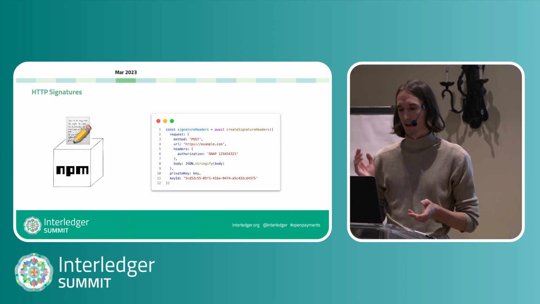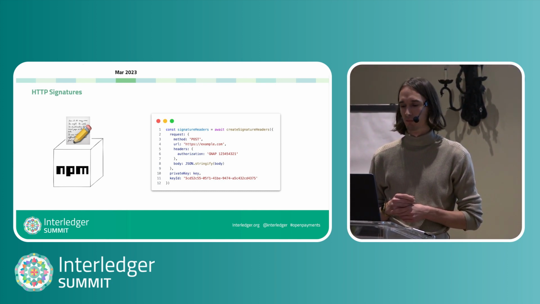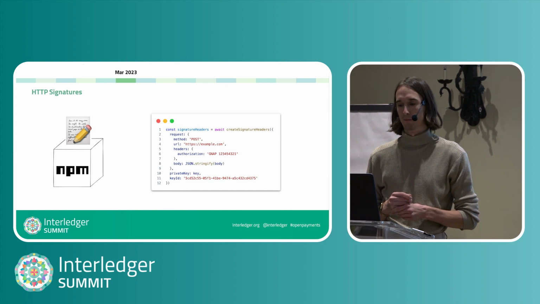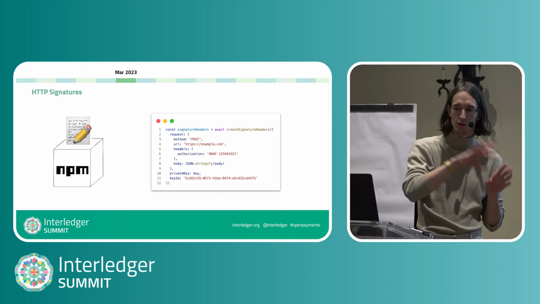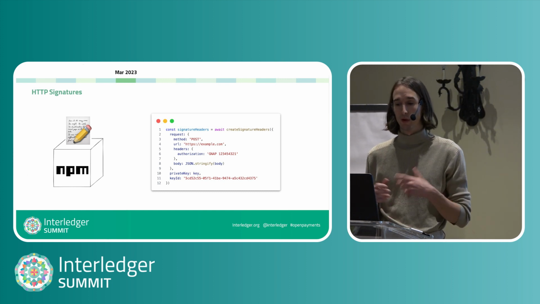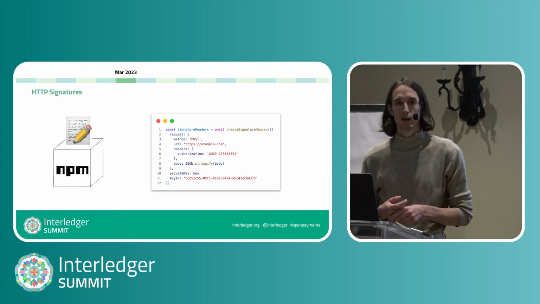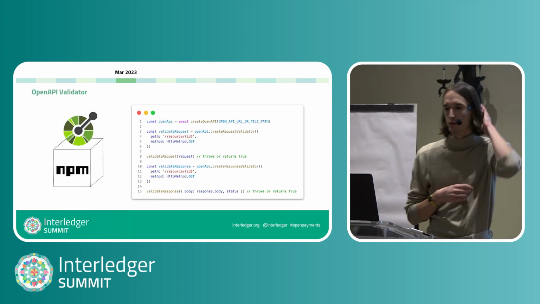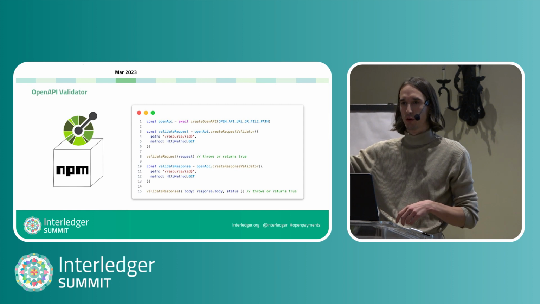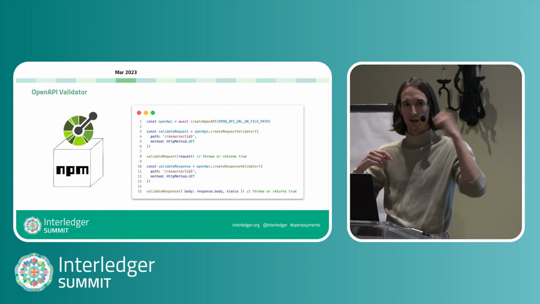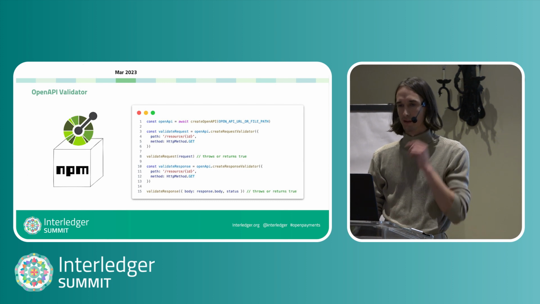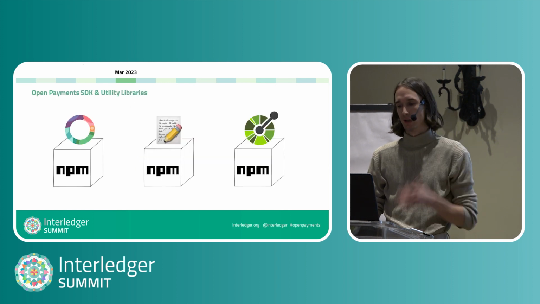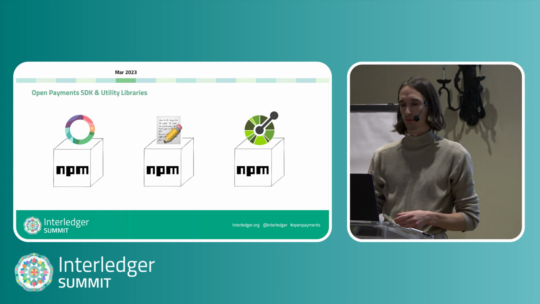Because signatures aren't something that's Open Payments specific exactly, we've also released the signatures library. It makes signing signatures a lot easier to do, and this is also published on NPM. Additionally, something that's also not entirely Open Payments specific, but that we use in the Open Payments SDK, is our OpenAPI validator. Whenever we make a request to an OpenAPI specification, we validate that the response matches up with the spec. So all three of these things are on NPM, and you can install them the normal way.